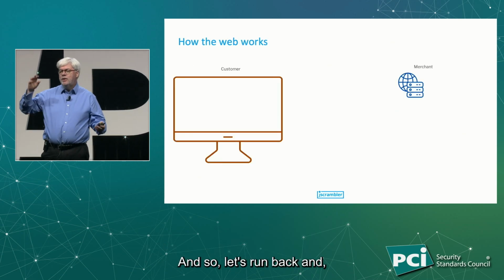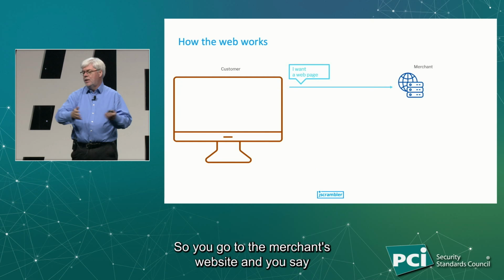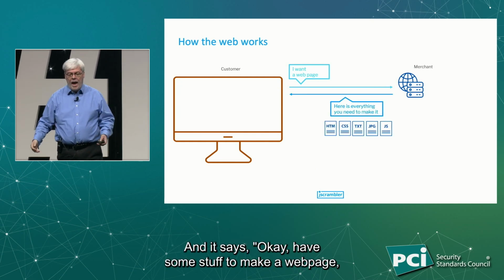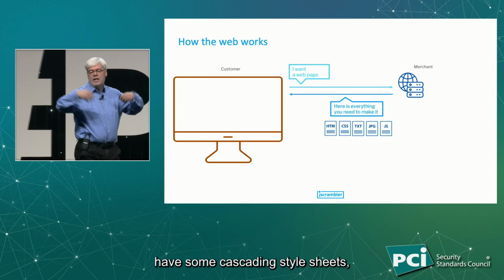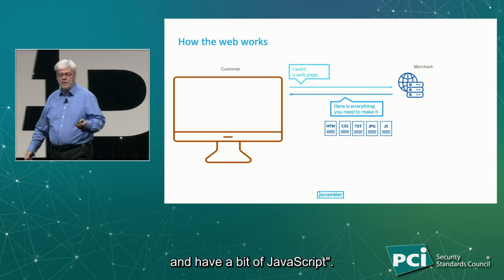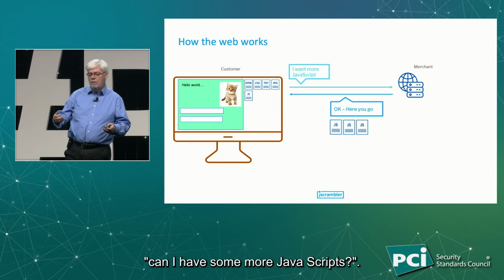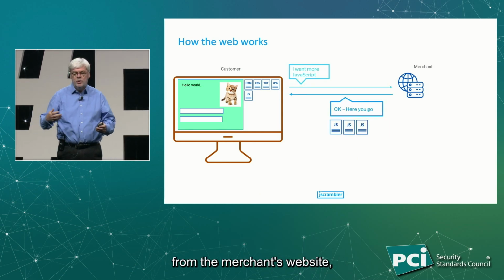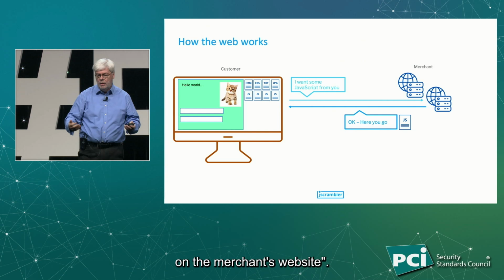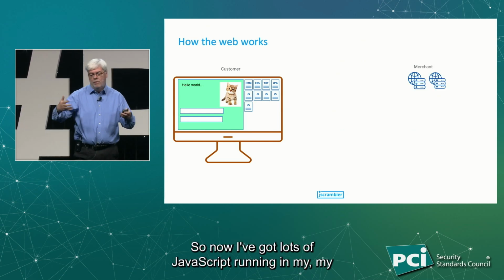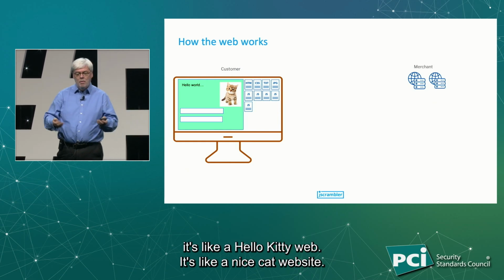So let's run back and remind ourselves about how the internet works. You go to the merchant's website and you say, I want a web page. And it says, OK, have some stuff to make a web page. Have some images, have some text, have some cascading style sheets, and have a bit of JavaScript. Then typically you get a bit of a web page, but then it's like, well, actually, can I have some more JavaScript? So you get some more JavaScript from the merchant's website. And then maybe I want some more from a library server on the merchant's website, and it's like, here you go. So now I've got lots of JavaScript running in my Hello Kitty web, my nice cat website.